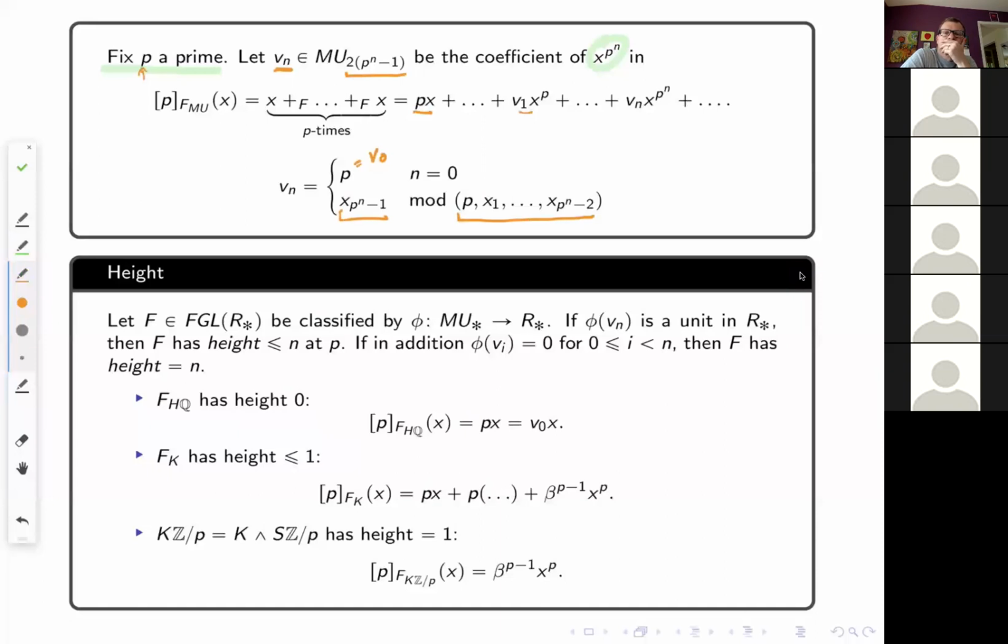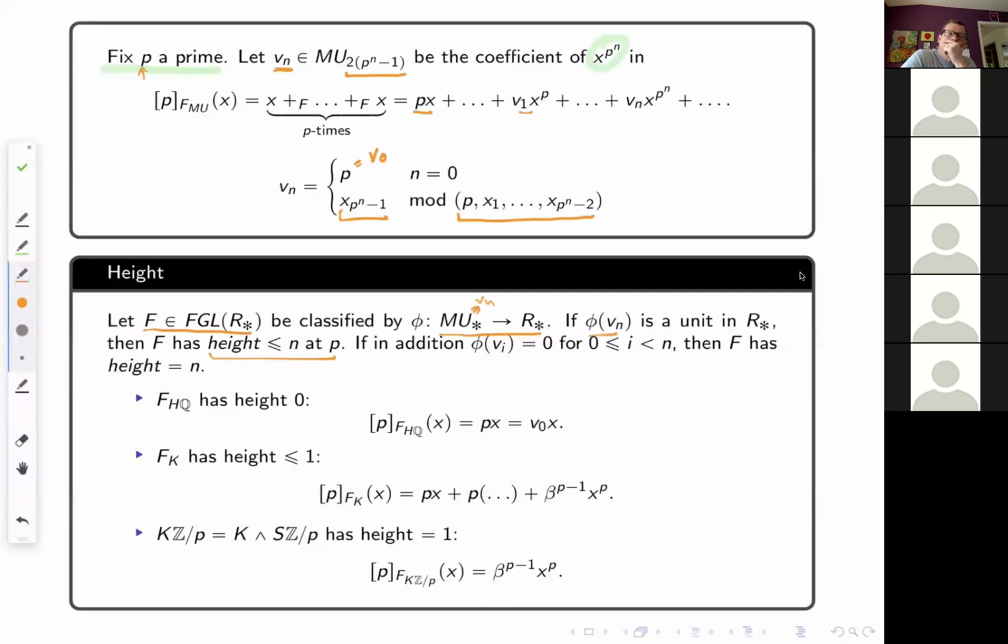All right, so now with this in hand, we can define the height. Suppose we have a formal group law over R star, and it's classified by some map phi from MU star to R star, because that's the universal property of MU star. The v_n's live in MU star. If phi of v_n is a unit in this ring R star, then we're going to say that F has height at most n, so less than or equal to n.